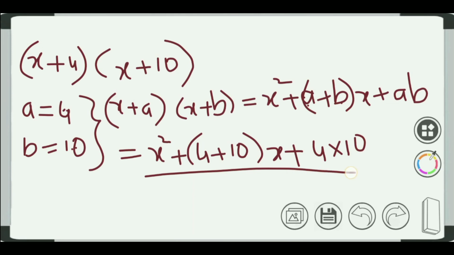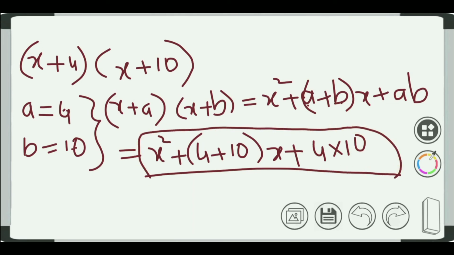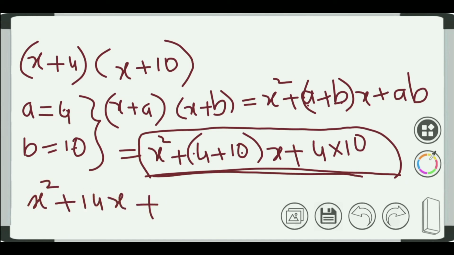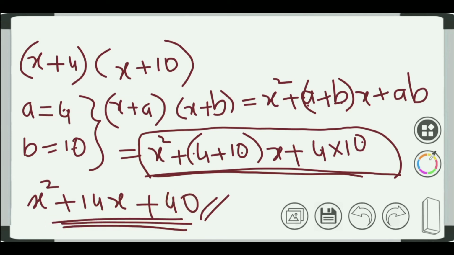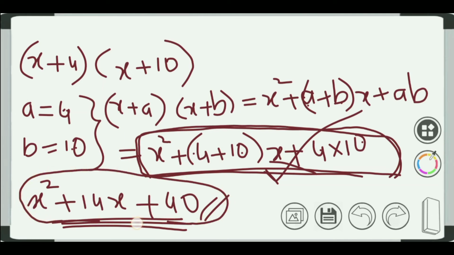Don't leave the answer like this. This is not the exact answer which you need to give, because you need to simplify it. See, x square plus 4 plus 10 is 14, 14x plus 4 into 10 is 40. You need to write like this. So do not leave any answer like this. Okay, in fact this is the answer, but you need to simplify more. We need to get an answer in this form.